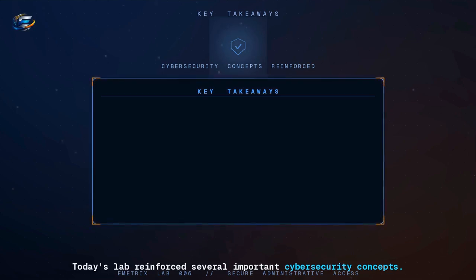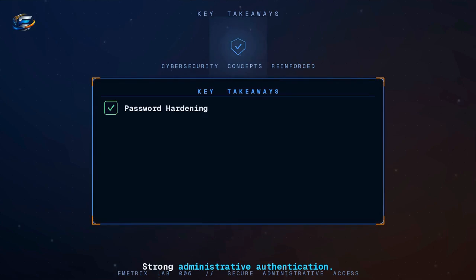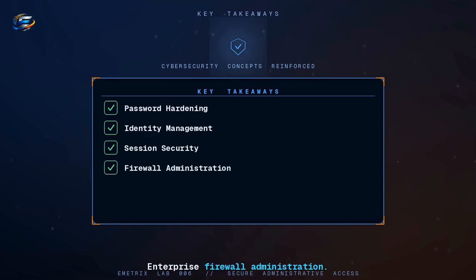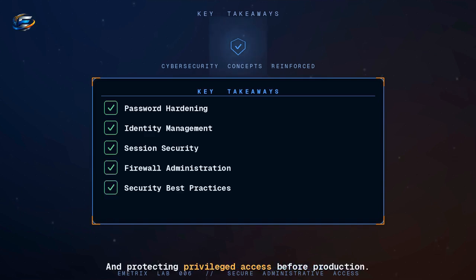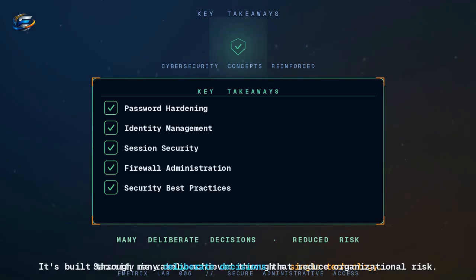Today's laboratory reinforced several important cybersecurity concepts: strong administrative authentication, individual administrator accounts, secure session management, enterprise firewall administration, and the importance of protecting privileged access before placing systems into production. Security is rarely achieved through a single technology. Instead, it is built through many deliberate decisions that work together to reduce organizational risk.